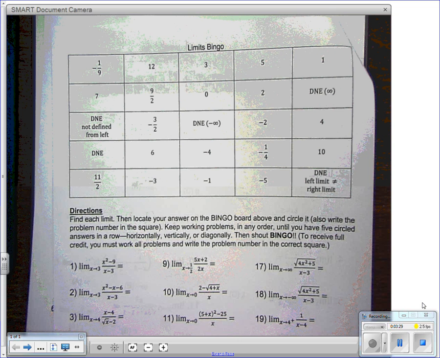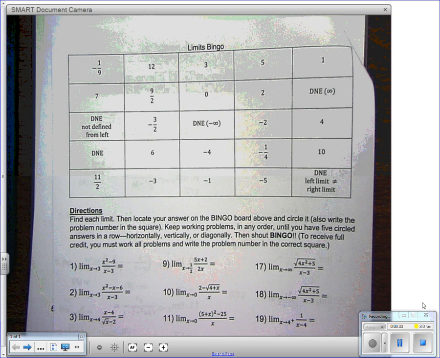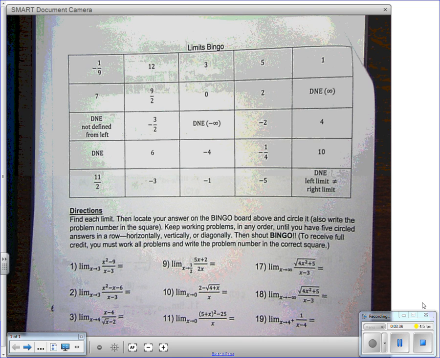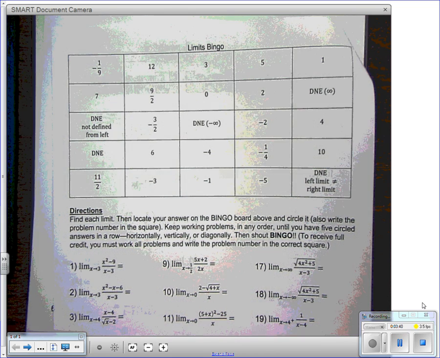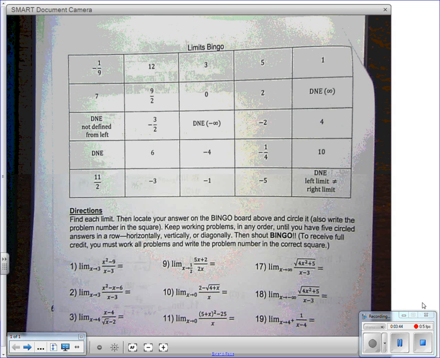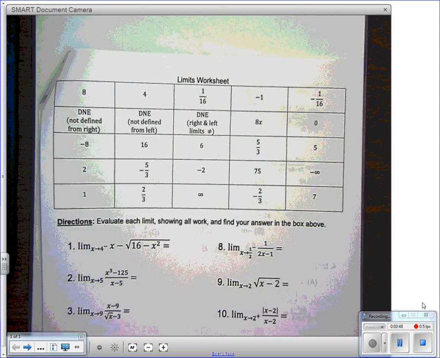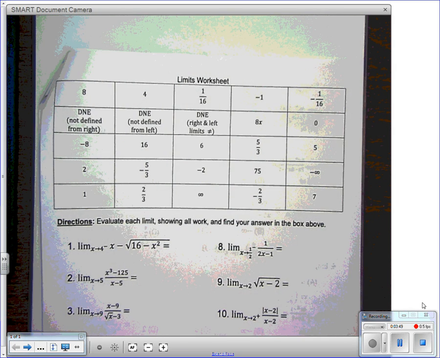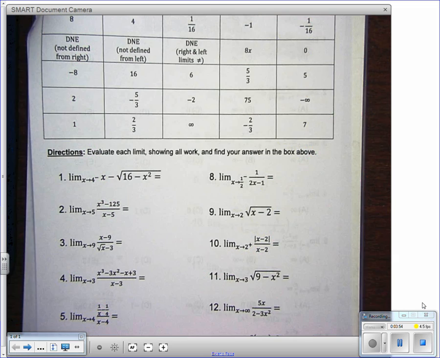Now, I realize that you may not have enough room on this page to write out all of your work. So if you need to, put it on some scratch paper and then staple it to the back whenever you get done. So that's for the limits bingo. For the next page, we have a limits worksheet, and it's basically the same thing. It's not a bingo though, but it's set up the same way.